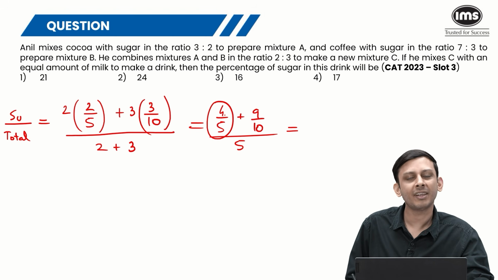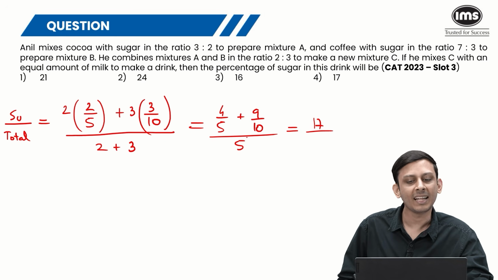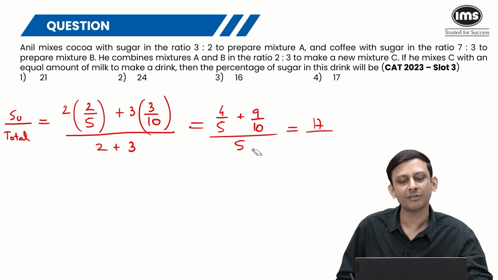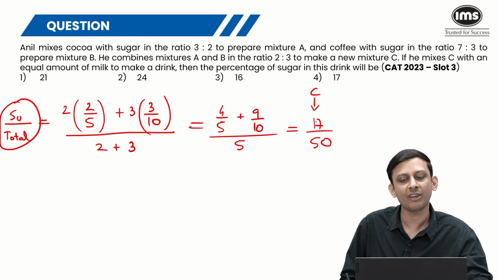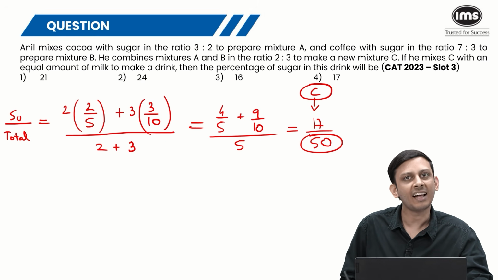Now 4 by 5, if we multiply and divide by 2, we'll get 8 by 10. 8 by 10 plus 9 by 10, that will be 17 by 10. And that 10 will be multiplied with 5 in the denominator, so 10 into 5, 50. So this is what we are getting for mixture C. A and B combined are giving us mixture C. So in mixture C, we have sugar upon total in the ratio 17:50. Now, we can just take the total for C to be 50 as per this.